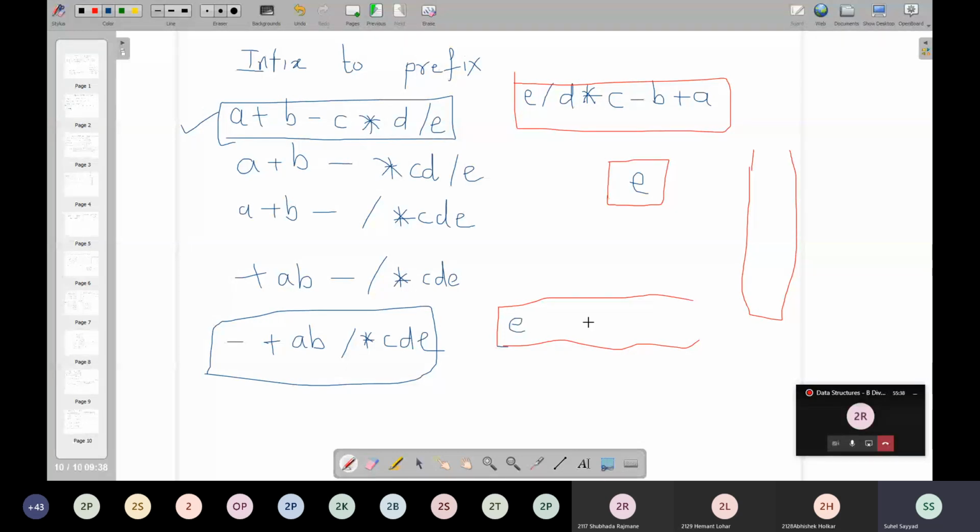Correct? Next thing that I scan is divide. What is divide? It is an operator. And now its precedence is greater than the precedence of operator present on top of stack, because as I don't have anything on top of stack, we assume that precedence of divide is more. So this division will go on my stack.